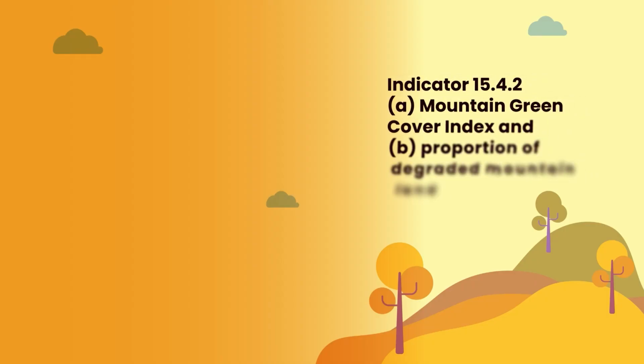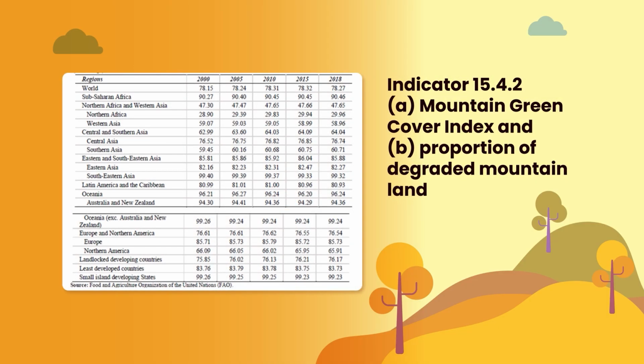At the same time, when we talk about the mountain green cover index and the proportion of degraded mountain land, in the mountain green cover index, you will find the details in our study material. It was 78.15 percent in 2000, but it is 78.27 now, slightly increasing, slightly progressing well. In the same way, looking at the mountain green cover index by bioclimatic belt, in 2018 we have 68.57, total 78.27, at least better.